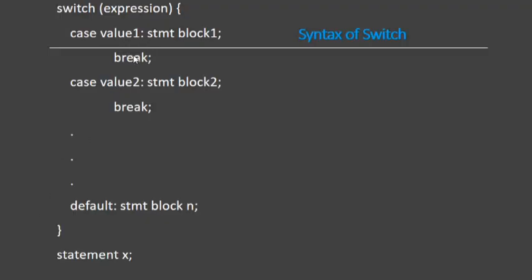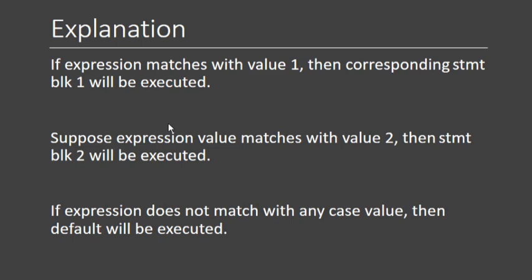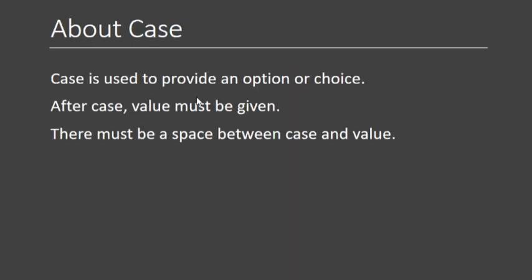Now I am talking about case. I am writing case, and this is a case value. Case is used to provide an option or choice. So after case, a value must be given. There must be a space between the case and the value. For example, this is a case, case 2.